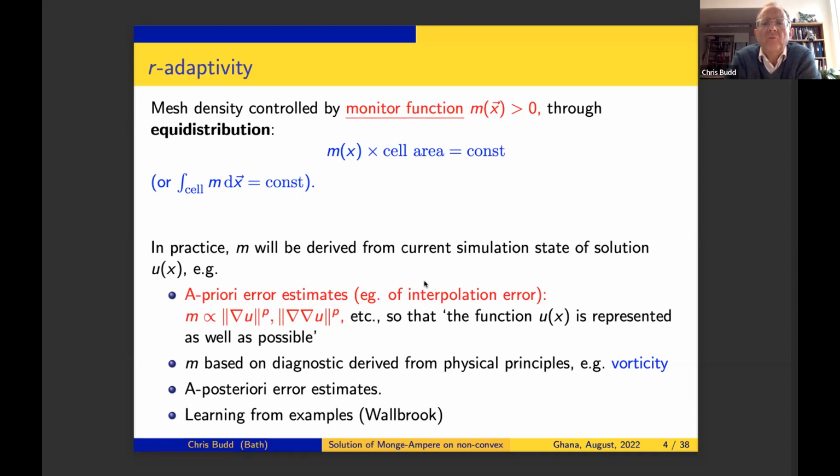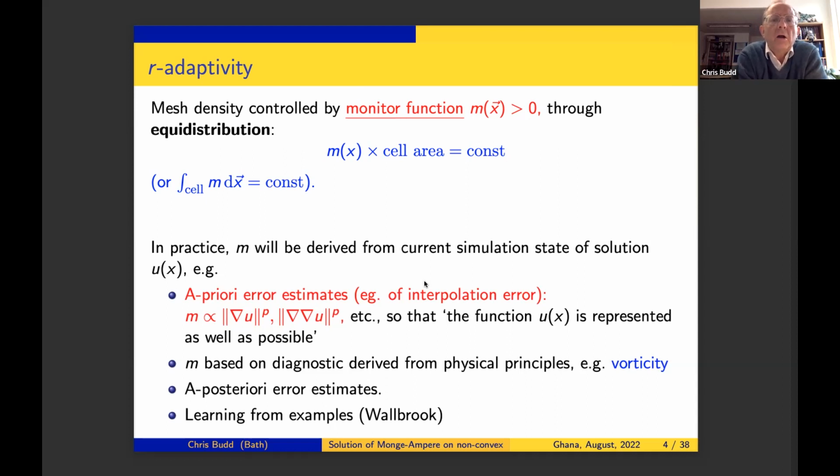It's called the equidistribution idea. This is a very old idea. It goes back to De Boer in the 1960s, if not before then. And in fact, Radon back in 1915 essentially showed that almost any transformation can be expressed in terms of this kind of equidistribution idea.